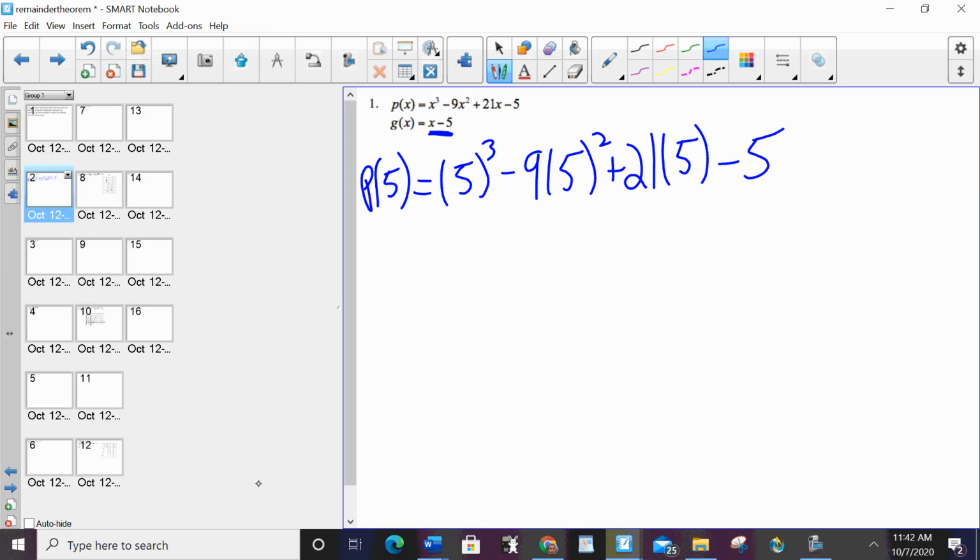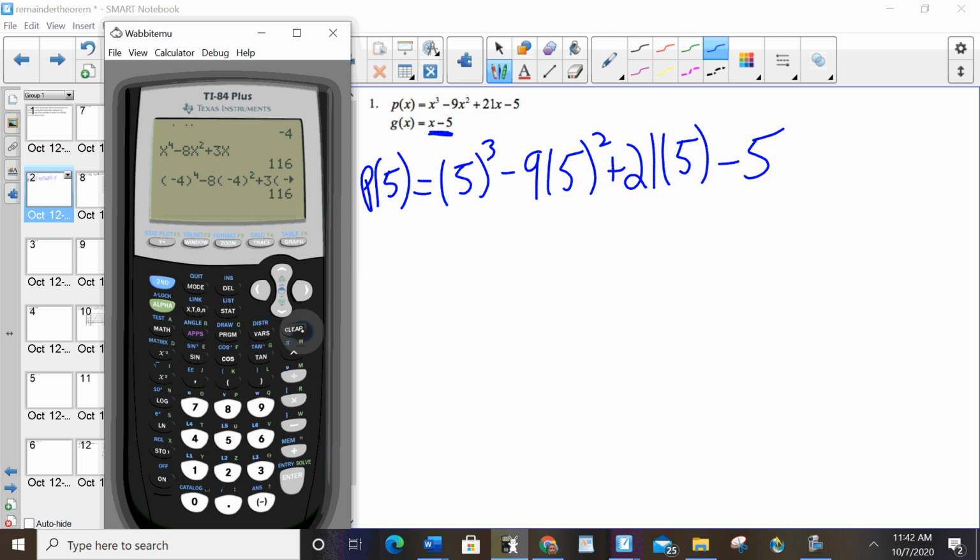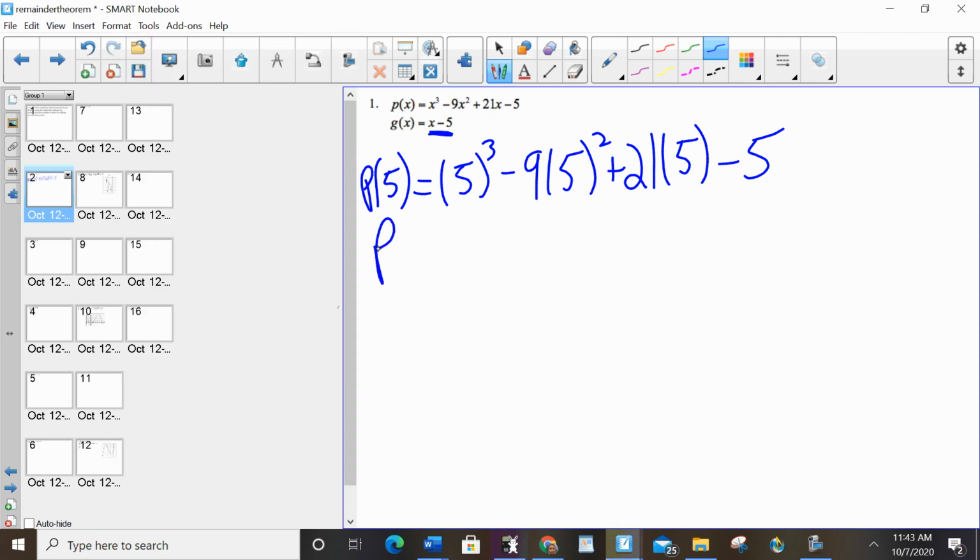I'm going to go to my calculator, which is going to pop up. There it is. And I'm going to type in parentheses 5 cubed minus 9 times 5 squared plus 21 times 5 minus 5. And you see you get the same value that we got with synthetic division, which is 0. Remainder theorem will not give you the quotient. It will only give you the remainder.